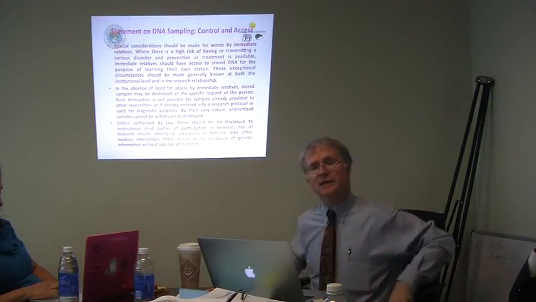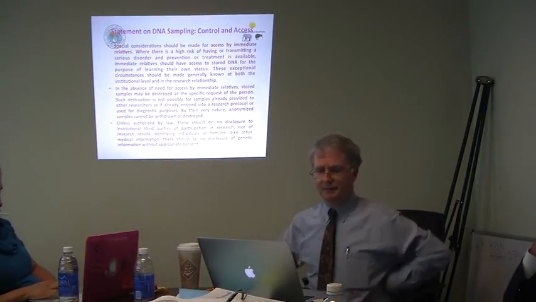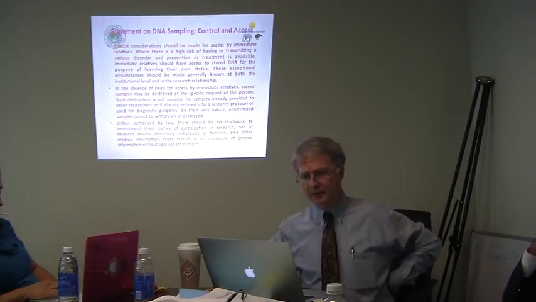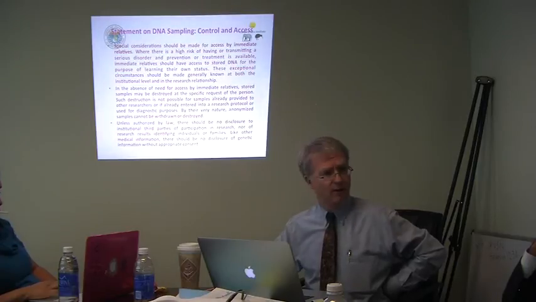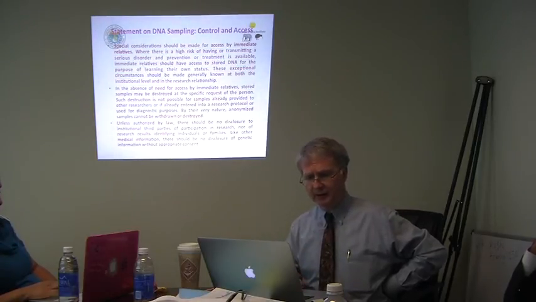So, what does it say about access by relatives? Well, special consideration should be made for access by immediate relatives where there is a high risk of having or have transmitted a serious disorder or prevention or treatment is available. Immediate relatives should have access to stored DNA for the purpose of learning their own status. These exceptional circumstances should be made generally known at both the institutional level and the research relationship.